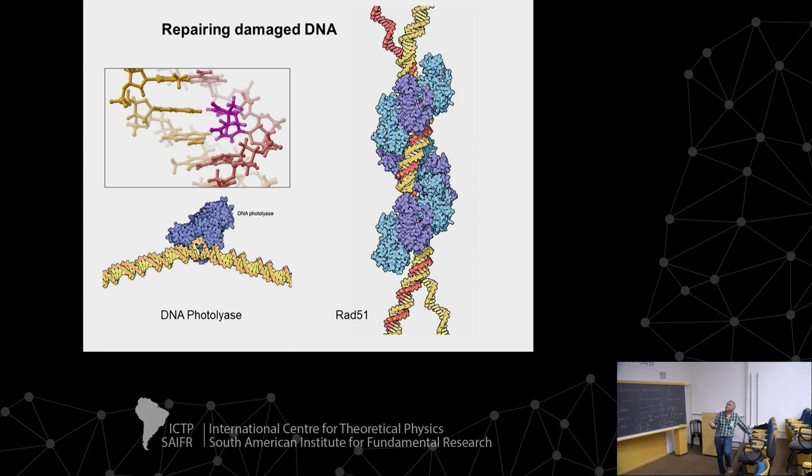These are proteins that are involved in DNA repair, DNA photolyase and RAD51, which are just two different proteins involved in maintaining the integrity of the genetic material. When there are mutations, photolyase detects damaged bases that have suffered a chemical reaction, usually due to exposure to ultraviolet radiation. So it will detect these modified bases and repair them. RAD51 will repair double-stranded breaks in the DNA, so this is very, very important. Maintaining the integrity of your chromosomes, okay?